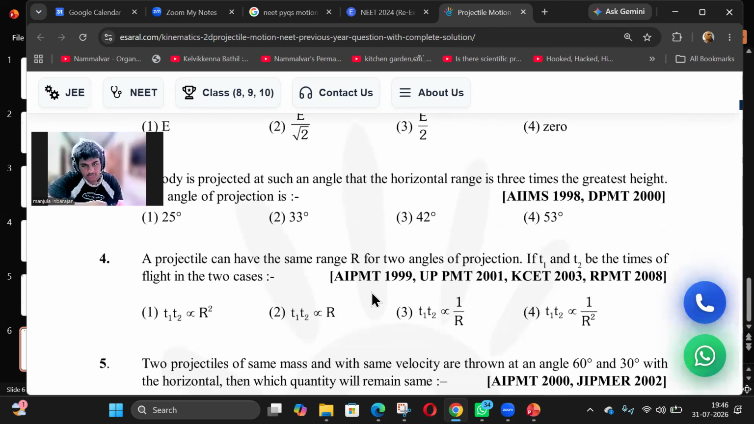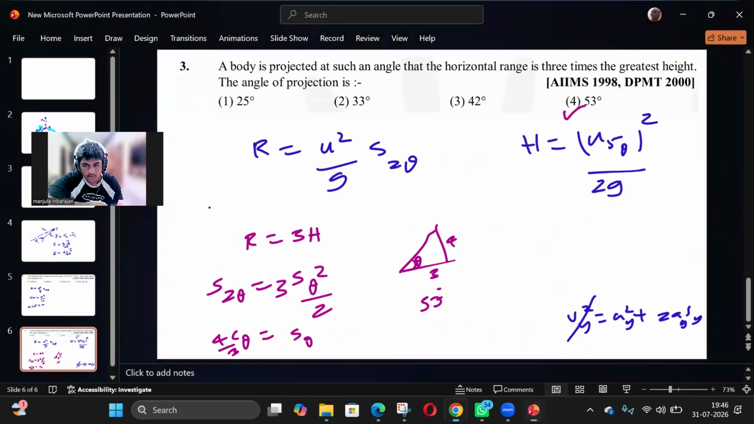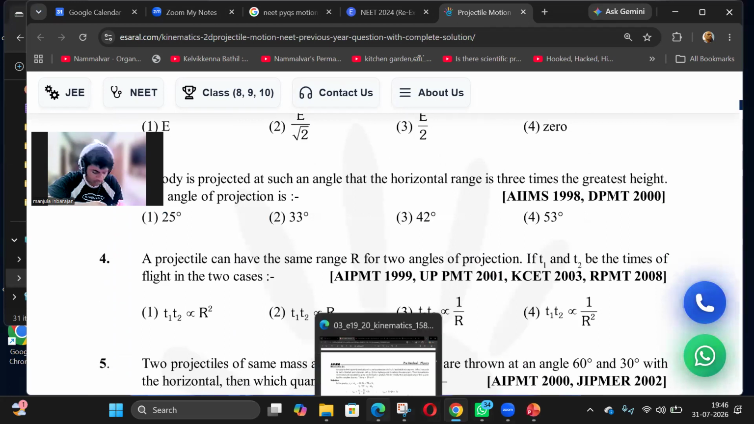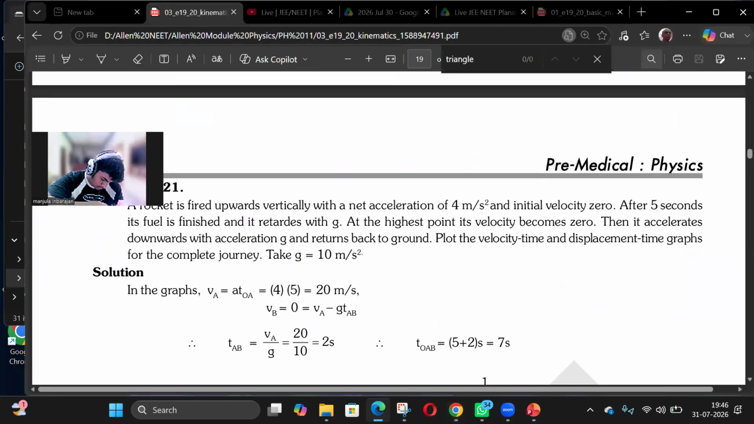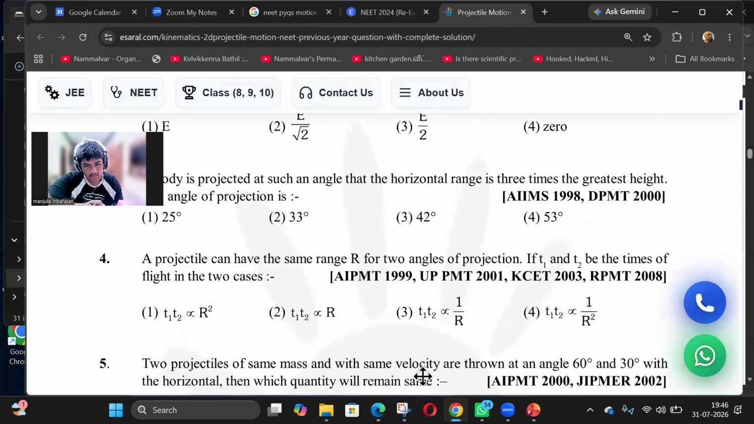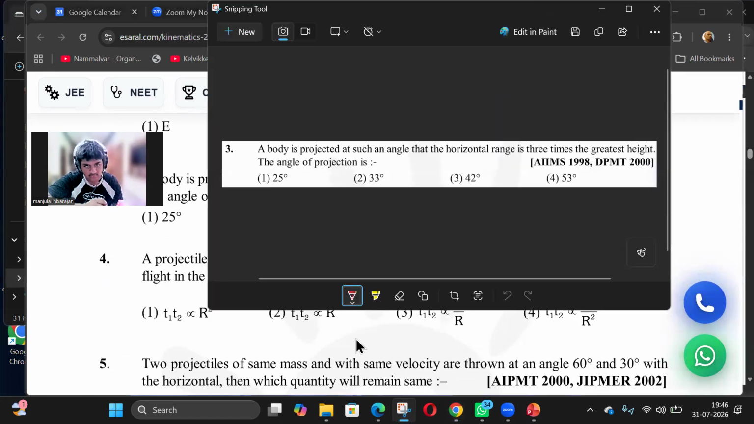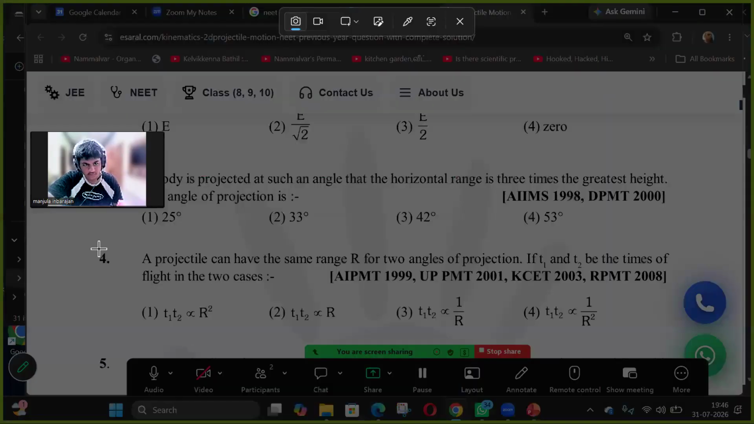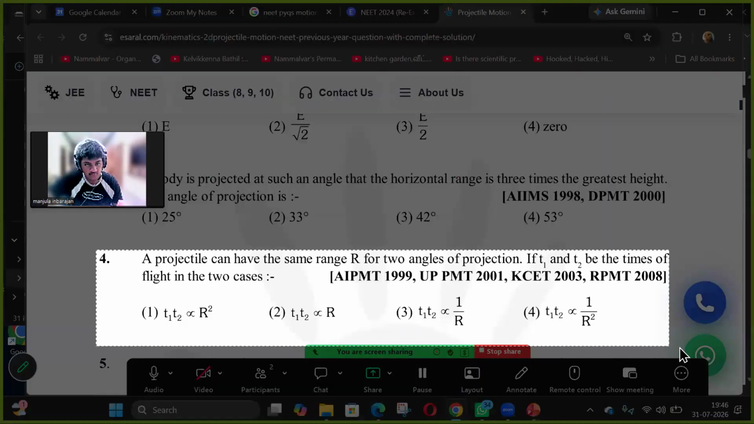T1 and T2 are times of flight. Sine 2 theta 1 equals sine 2 theta 2, which means the same range. They have given that both times of flight can have the same range. So is it directly proportional to the range? No, they're directly proportional to R square, since they both have the same range.